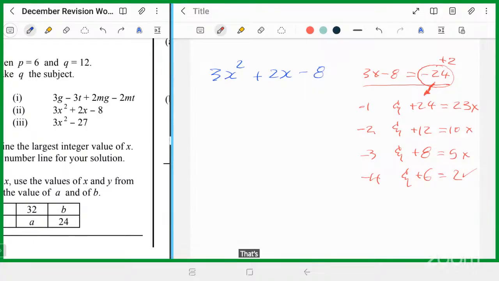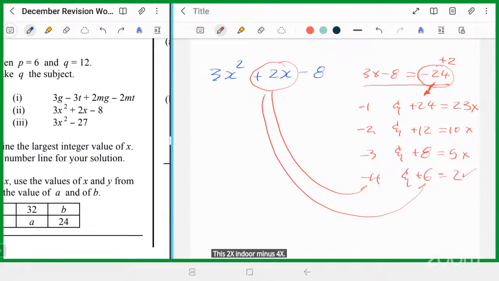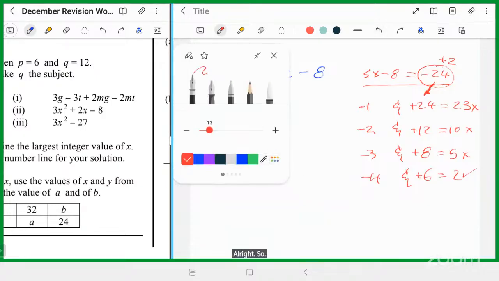That's it. So it means that you're going to split this 2x into minus 4x plus 6x, or the other way around. You can put the plus 6x minus 4x. That's what you split it into. Alright? So we're going to go now and we're going to actually do the splitting.